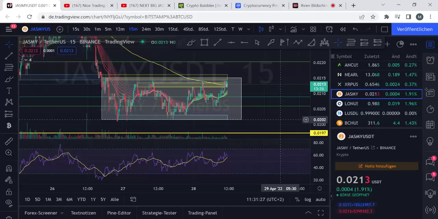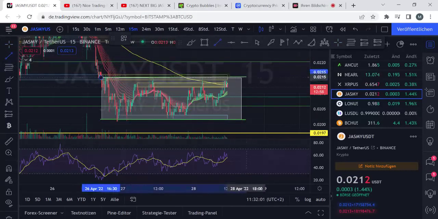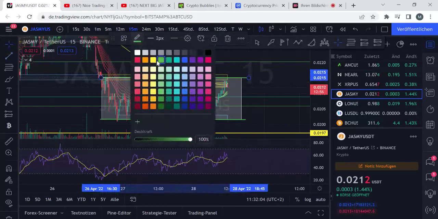And let's start with today's TA on Jasmy coin. So we are starting here on the smaller time frame, the 15-minute. I already made here a support box or a trading box. So Jasmy is bouncing and trading between support and resistance. So let's make one below, green for support, and here one for resistance in red.